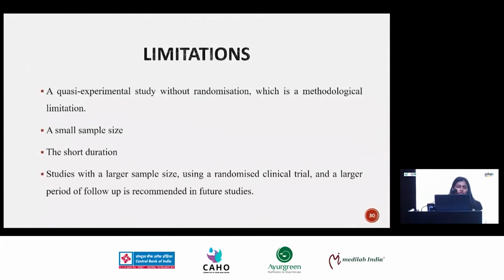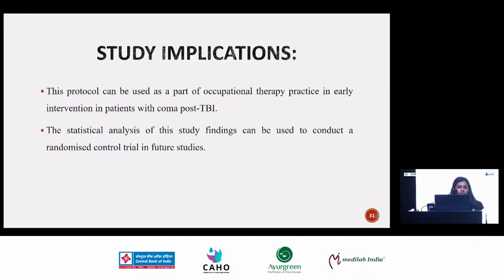Limitations: this was a quasi-experimental study without randomization, which is a methodological limitation. It had a small sample size, and the duration of the study was short. Studies with a larger sample size using a randomized clinical trial and a longer follow-up period are recommended in future studies. Study implications: this protocol can be used as a part of occupational therapy practice in early intervention in patients with coma post-TBI. The statistical analysis of this study's findings can be used to conduct a randomized control trial in future studies.